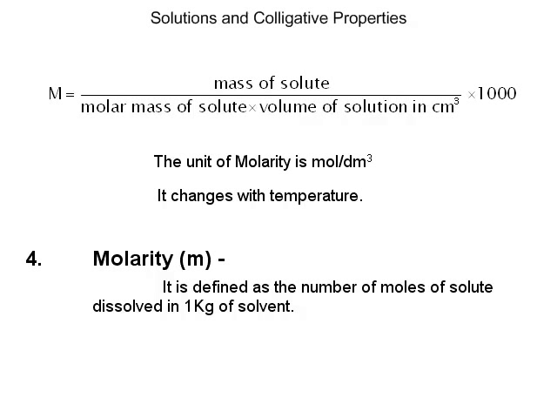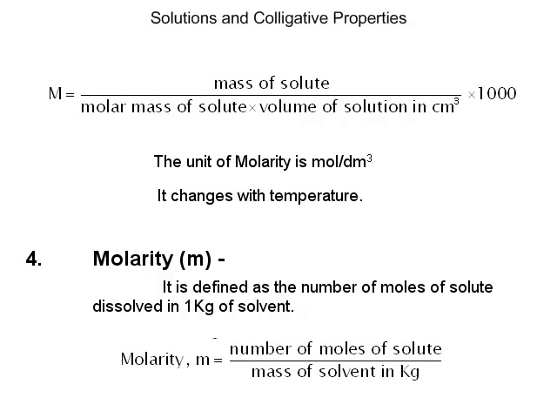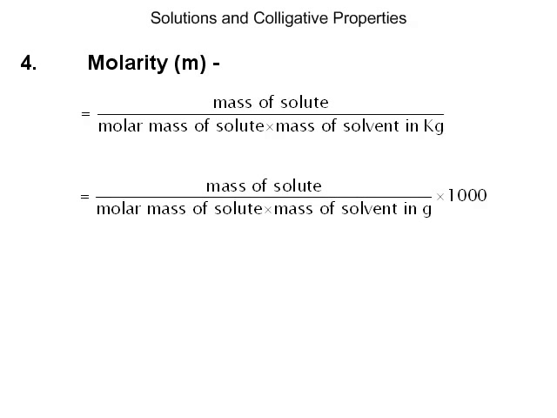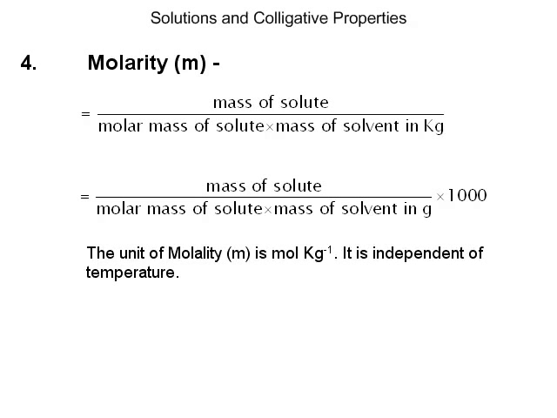Molality m is defined as the number of moles of solute dissolved in 1 kg of solvent. Molality m is equal to number of moles of solute upon mass of solvent in kilograms, which is equal to mass of solute upon molar mass of solute into mass of solvent in kilograms, which is equal to mass of solute upon molar mass of solute into mass of solvent in grams into 1000. The unit of molality m is mole per kilogram. It is independent of temperature.